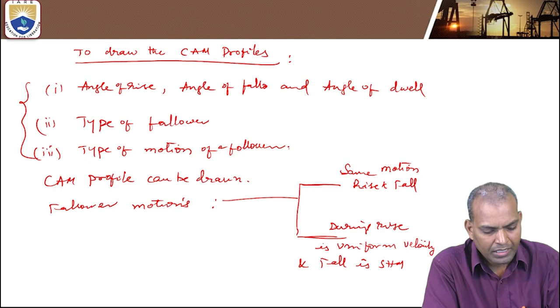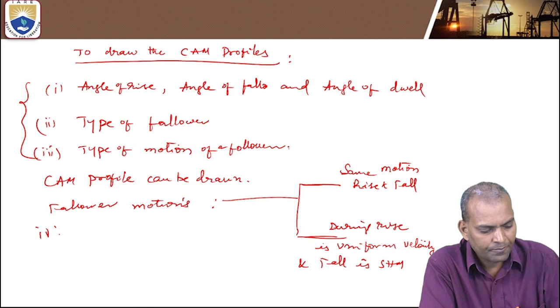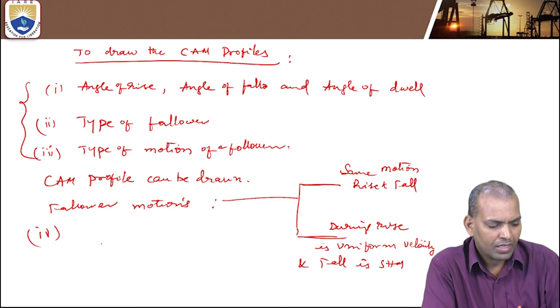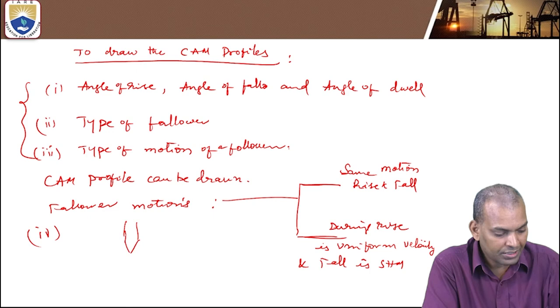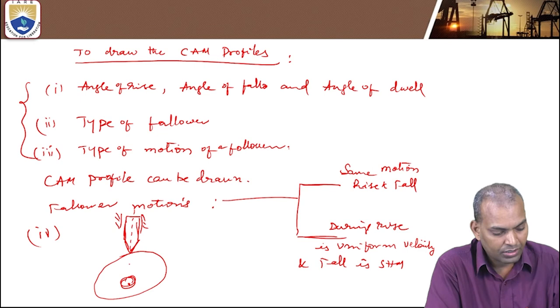Now, this is the type of followers. Next, another variety: they will ask you whether the axis of the follower is passing through the center of the cam or not. What is that meaning? I am considering a knife edge follower. It is simple to understand the principles of the cam profiles. This is the center of the cam and it is the axis of the follower. The center of the cam is passing through the axis of the follower.